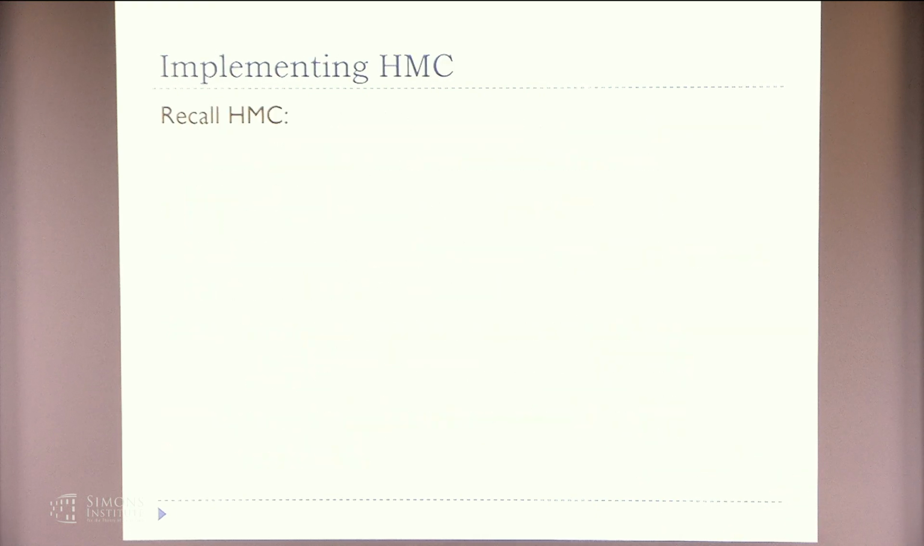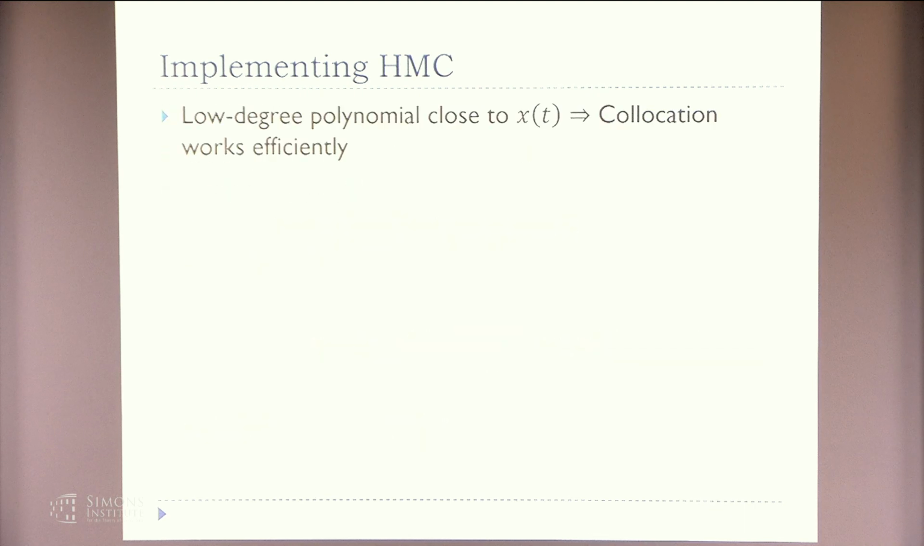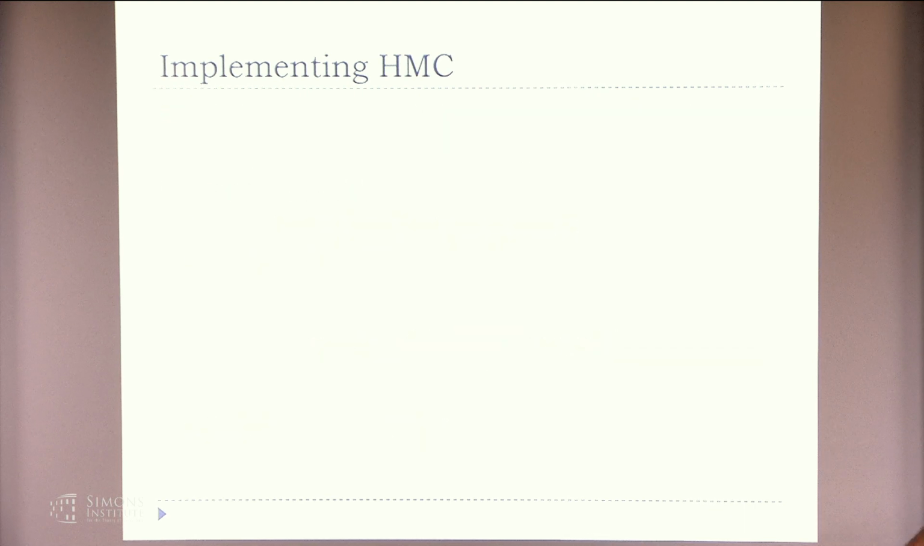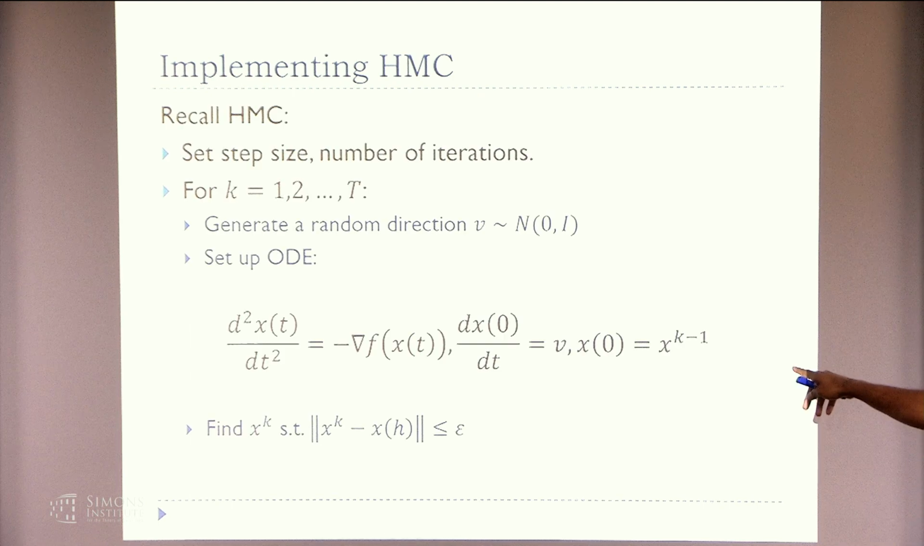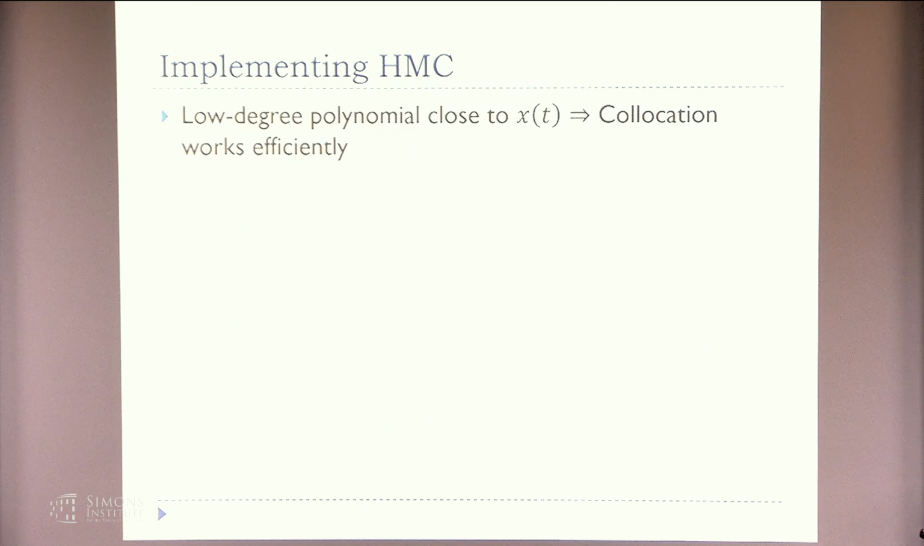So that's it. So going back to HMC, this was the algorithm for Hamiltonian Monte Carlo. And now we need to show why these ODEs should have low degree solutions. Right? Otherwise the whole thing, or the Fourier basis, why should they have only a few Fourier coefficients? We need to prove that, otherwise it's all up in the air again.